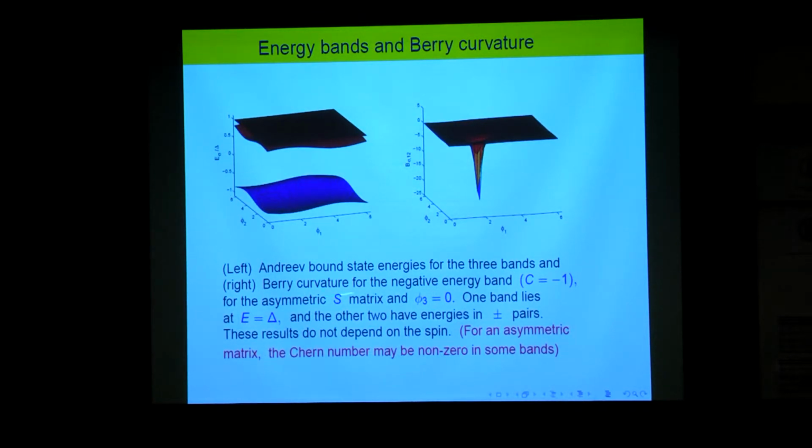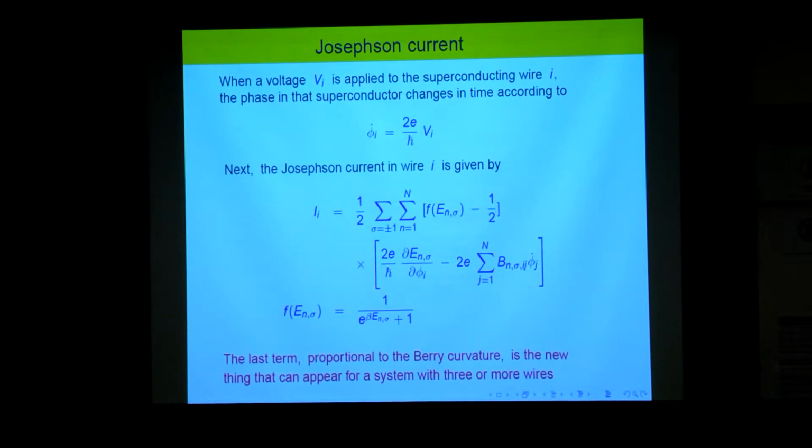On the other hand, if you take this asymmetric matrix, then these are the energy bands. Once again, one of them sits exactly at plus delta and doesn't play any interesting role. The other two are again related to each other by plus minus E. If you calculate the Berry curvature for this band, you get a single peak and the Chern number is not 0, it's minus 1. It has to be an integer. So for an asymmetric matrix, the Chern number may be non-zero in some bands.